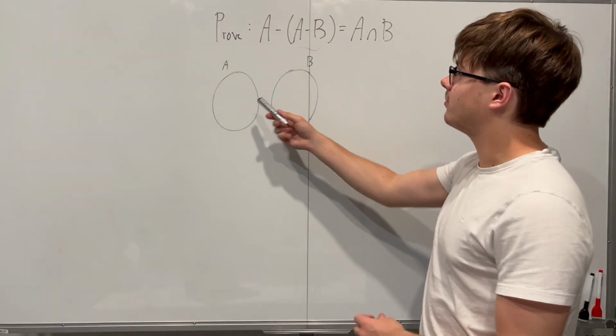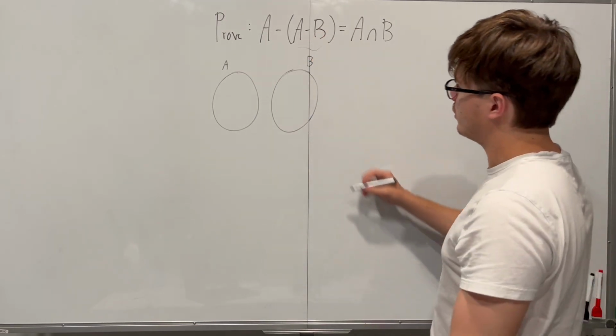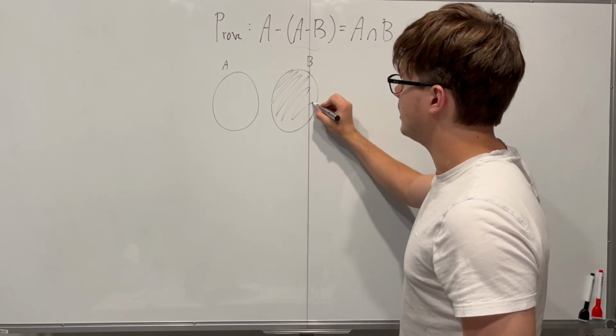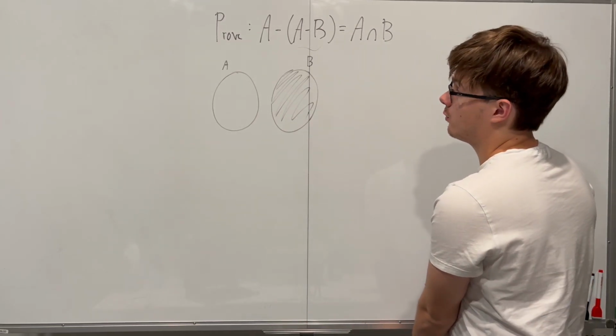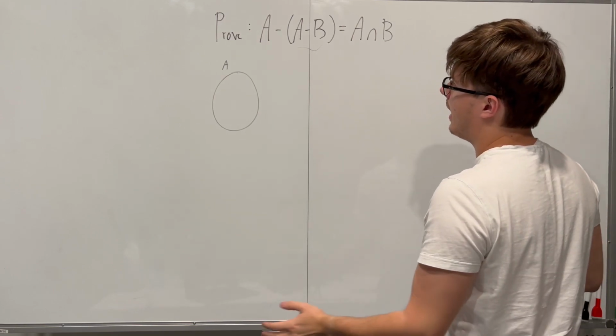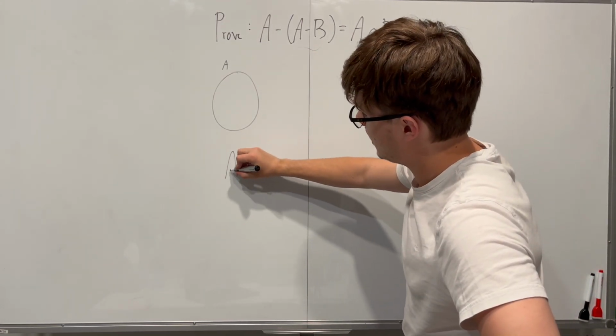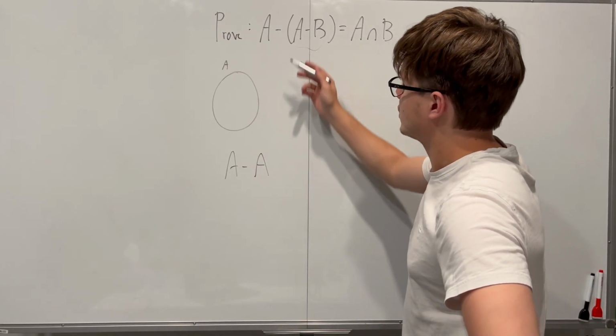So what if A and B don't have any intersection at all? Well, what does it mean to take A minus B? Well, it still means that you're going to take all of B, and what you're going to want to do is get rid of it all. You're going to want to basically erase all of B. And then you're going to be left with basically saying, well, this is what you're left in the brackets. So you're just saying A minus A. That's what you're left with, right?